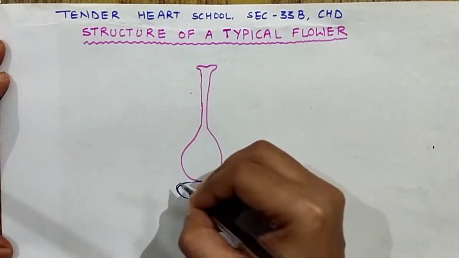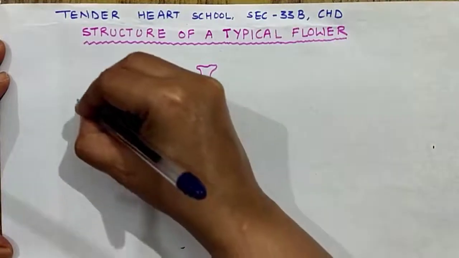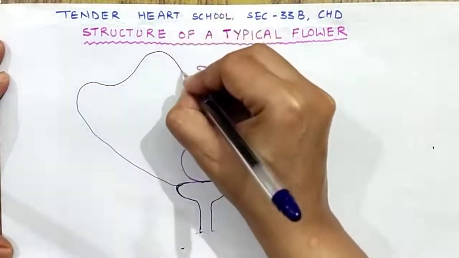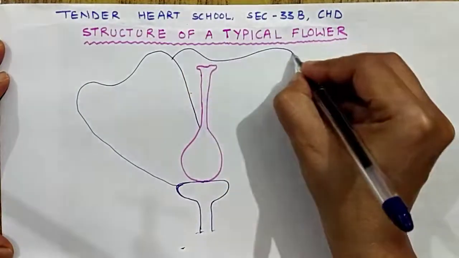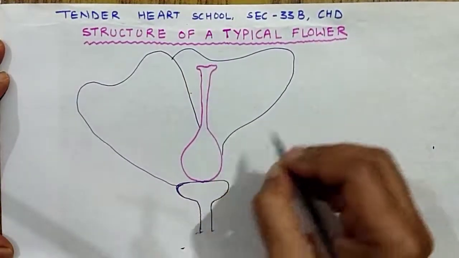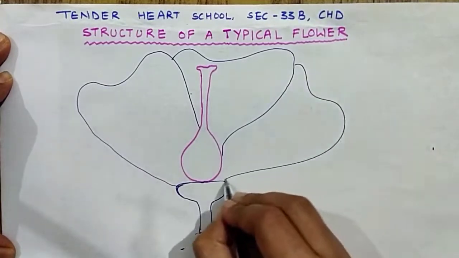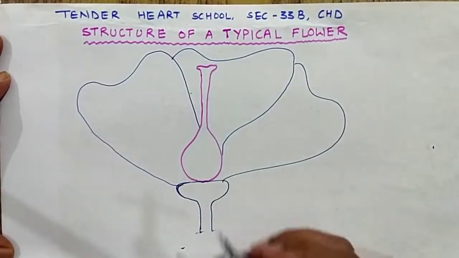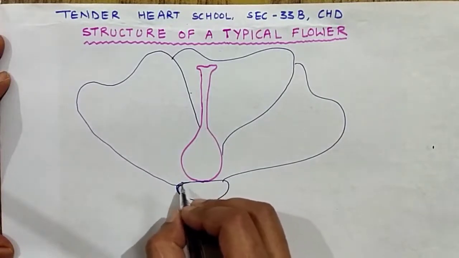Now let us draw the petals. Petals are the colored part of a flower. So these are the petals. Right. Now let us draw the sepals.